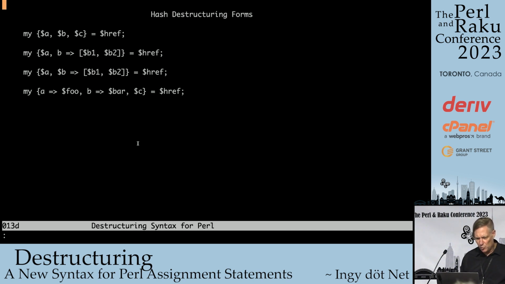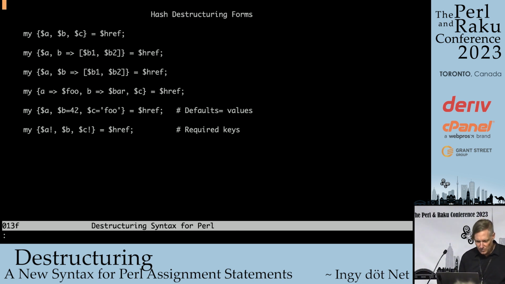Here we are going to rename. So we have key in A and B, but we want to actually pull them into the variables foo and bar, but C is just going to go into $C. Here we're going to require A and C, so we're going to throw an error. Thanks to Ovid last night for asking what happens. I thought maybe that would be a good way to do it.